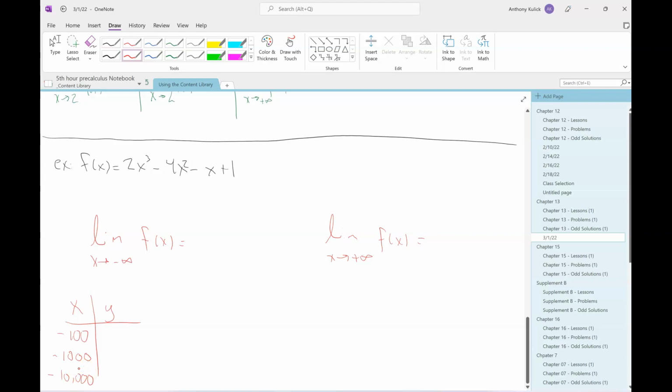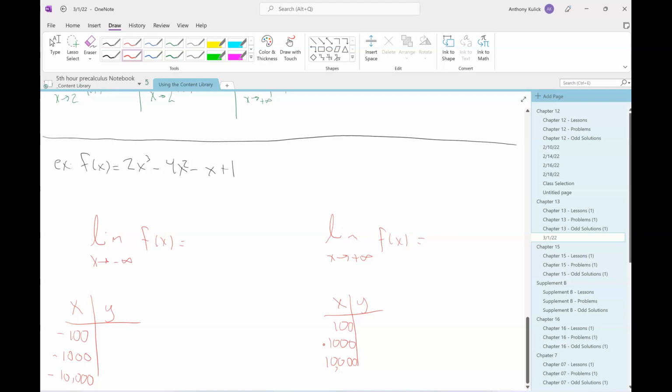So I'm going to pick negative 100, negative 1,000, negative 10,000. That seems like I can get a pretty good idea of what's going on, whether that's heading up or down. And over here, going towards positive infinity, I'm just going to pick the same thing, but with positives.